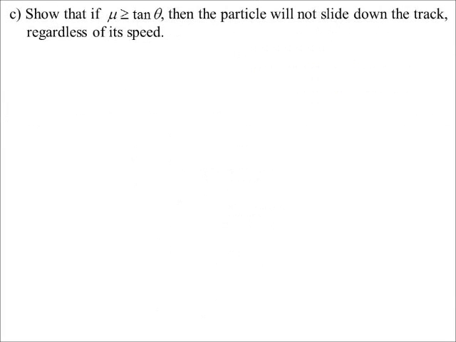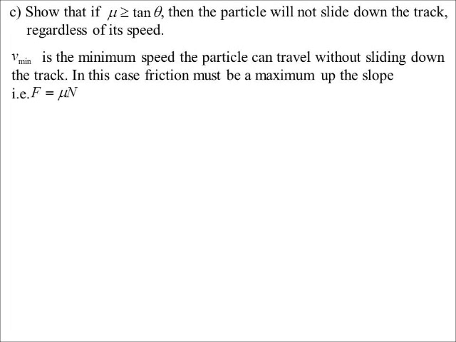And we're going to show that if mu is, in fact, greater than or equal to tan theta, that the particle will not slide down the track, doesn't matter what the speed is. You will never slide down the track if that coefficient of friction is greater than or equal to tan theta.